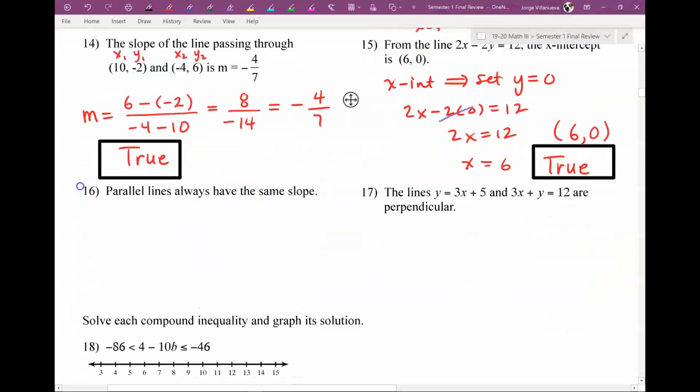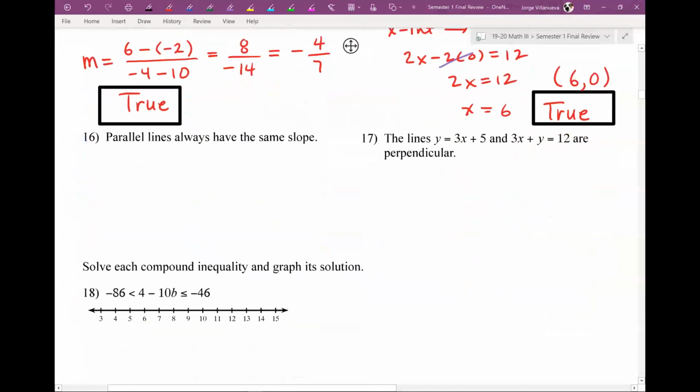All right. Parallel lines always have the same slope. True or false? True, right? That's true.